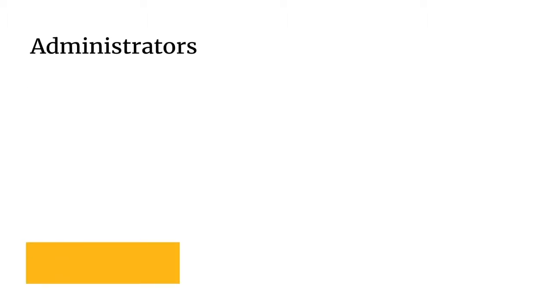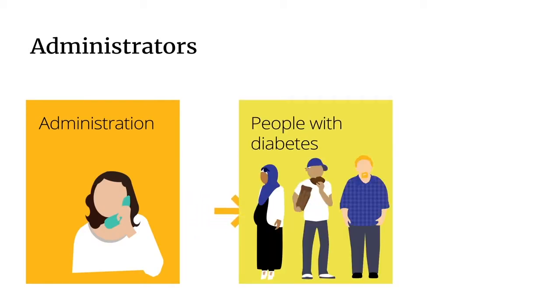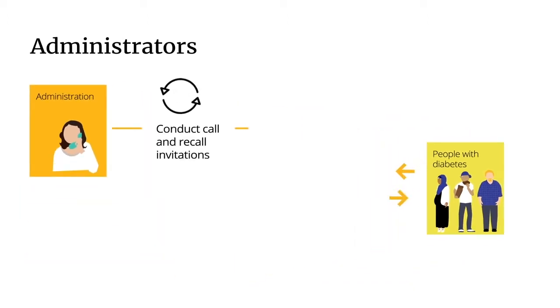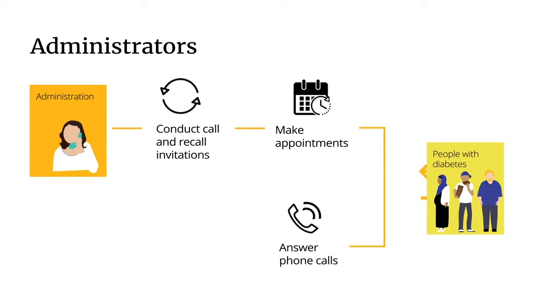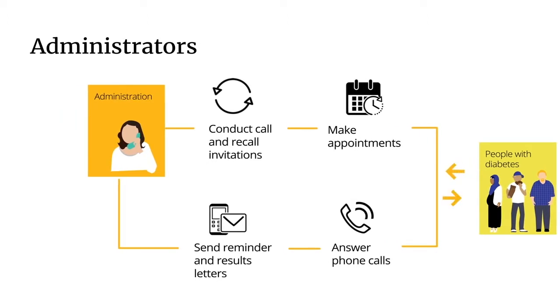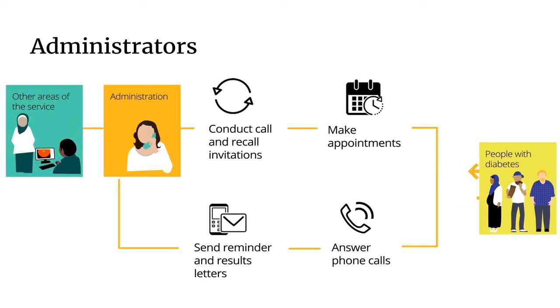The administration staff are frontline team members and are often the central contact point between a DR program and people with diabetes. They conduct the call and recall invitations, make appointments, send reminder and results letters, and answer phone calls from the patients. Administrative staff need to be well trained on the workings of the program to coordinate responses to queries. For example, the administrator can answer a straightforward query about a patient's results letter, but they should pass on a request for an explanation of retinopathy status to one of the graders.